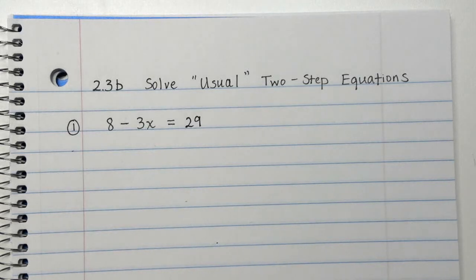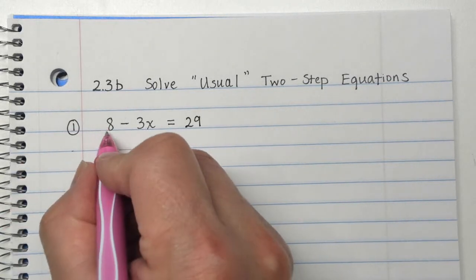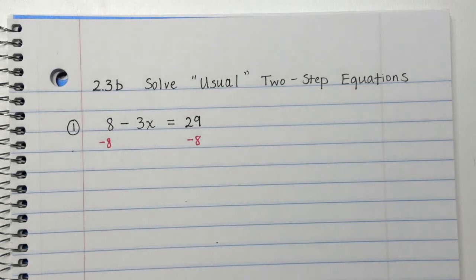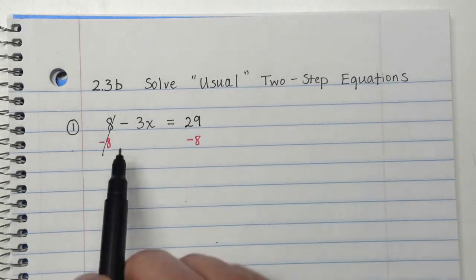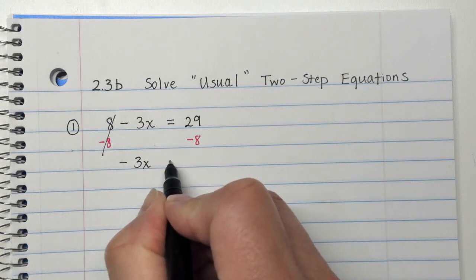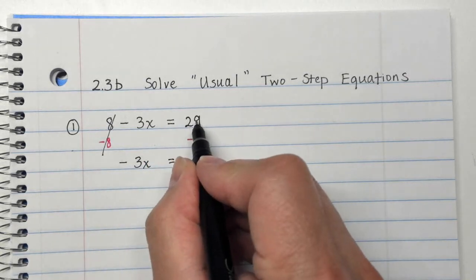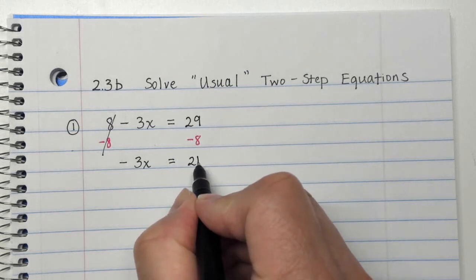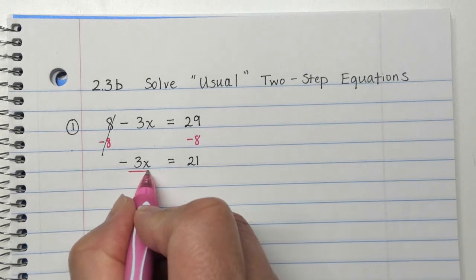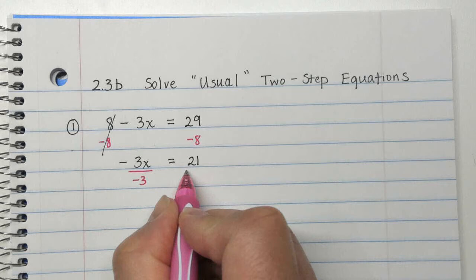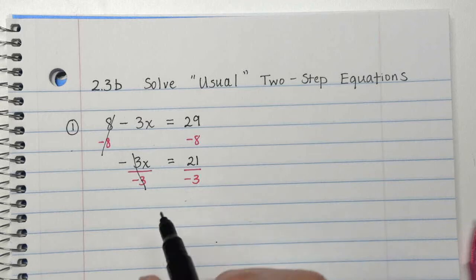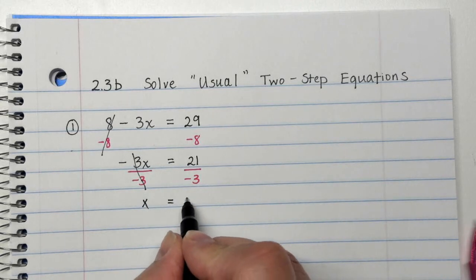So, step 1, subtract 8. Subtract 8. These cancel. Notice how it's negative 3x that's left over. Negative 3x equals, go straight down, 29 minus 8 is 21. And then you divide by whatever number is in front of the variable. In this case, it's negative 3. Divide by negative 3. These cancel. You get x equals negative 7.